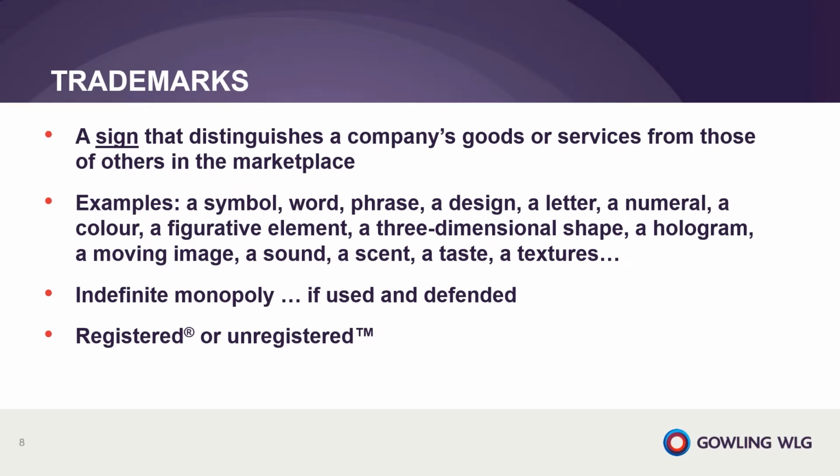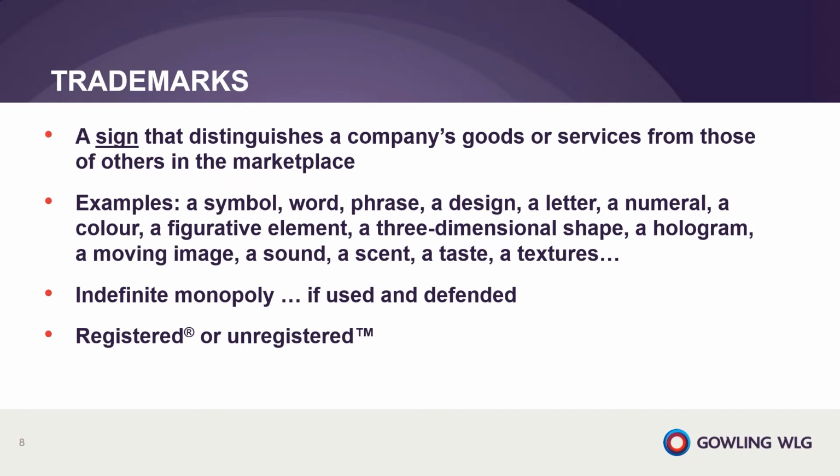Trademarks are a very different kind of intellectual property. A trademark is a unique sign used to distinguish one company's goods or services from others in the marketplace. Examples include symbols, words, phrases, designs, 2D or 3D, holograms, moving images, sounds, scents, tastes, textures, and more. The intent of a trademark is to enable a purchaser to distinguish the goods or services offered by one company from the goods or services offered by another company.